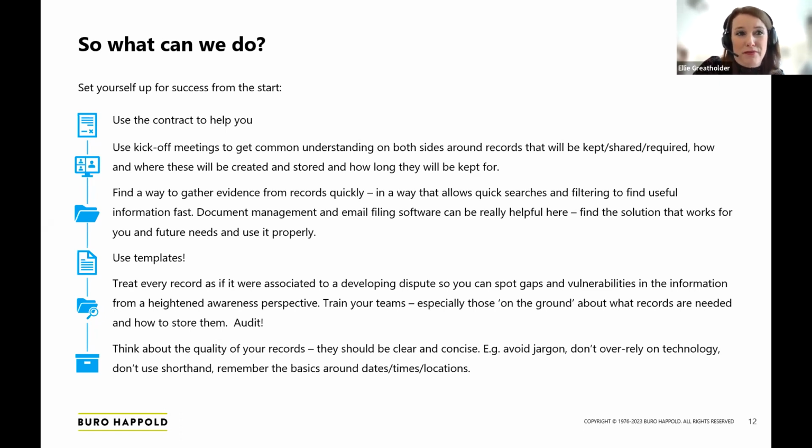And think about the quality of your records. This is, I guess, another bugbear of mine. Your records are no use unless they're clear and somebody else can pick them up and understand them. Avoid lots of technical jargon, acronyms. Don't use shorthand. Remember the basics about dating things, putting down the time and the location. Don't over rely on technology. If you've got, for instance, site photographs, yes, they might be stamped digitally, but it's really helpful if they're saved with the time and the location in the document file.